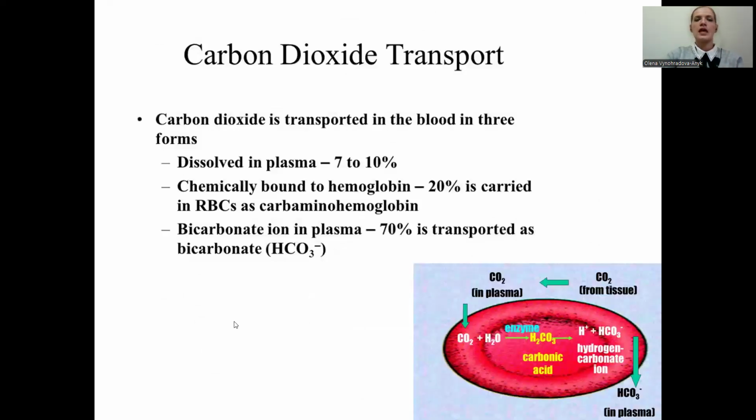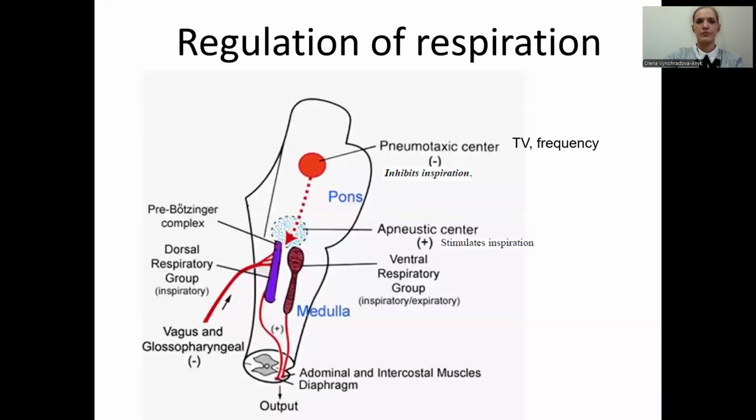When we are talking about transportation of carbon dioxide, in this case we say that 7-10% is dissolved in blood plasma, 20% is chemically bound to hemoglobin, and 70% is transported in plasma as bicarbonate ion. So most of the carbon dioxide is transported as bicarbonate.